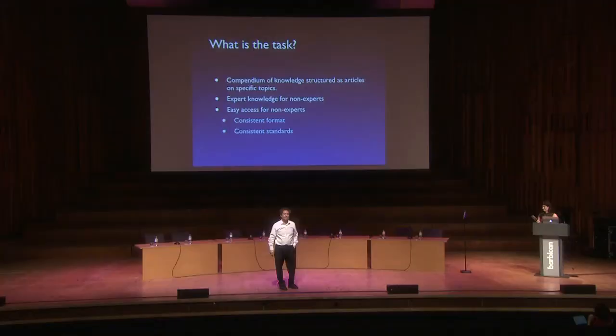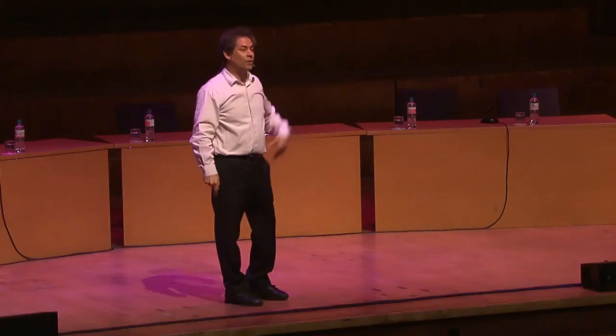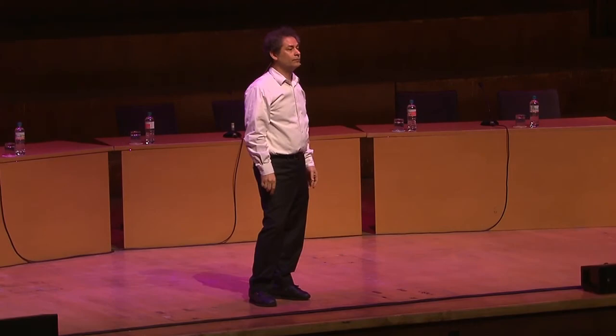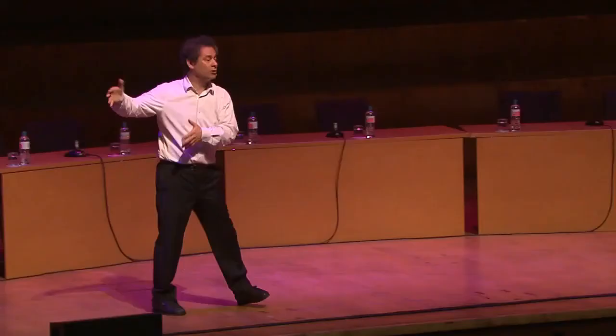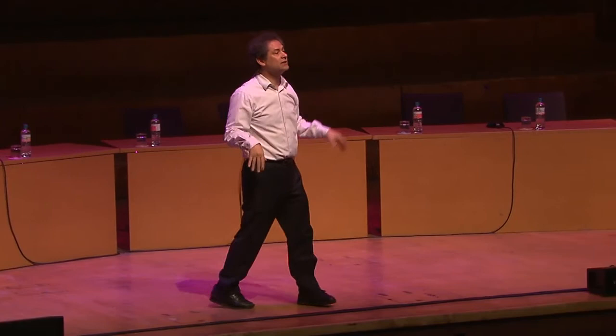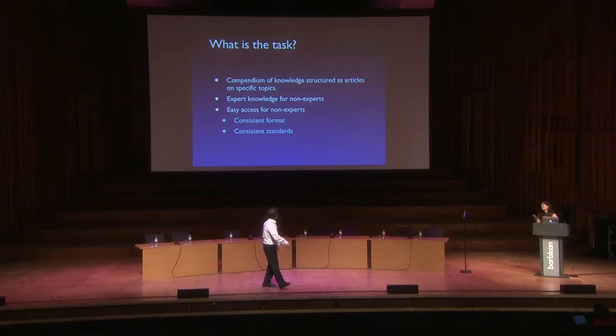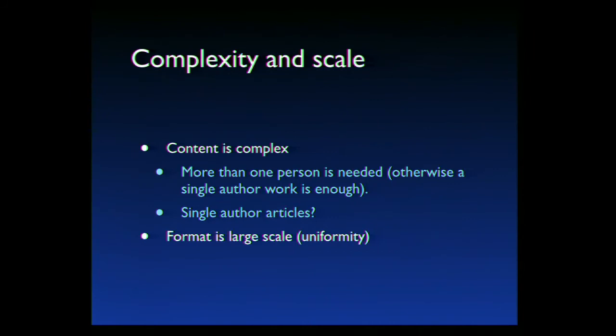The content. What's the large scale part? The structure, the format. Is that clear? The format which repeats itself across all articles, the things that are uniform across the system, those are large scale, whereas the content itself is complex. Next. So the content is complex is quite clear, I think, as a whole.